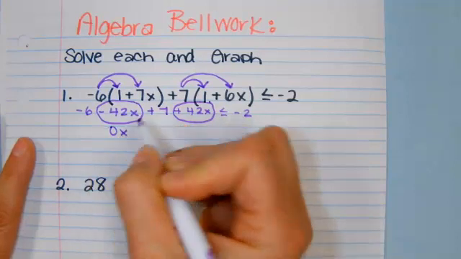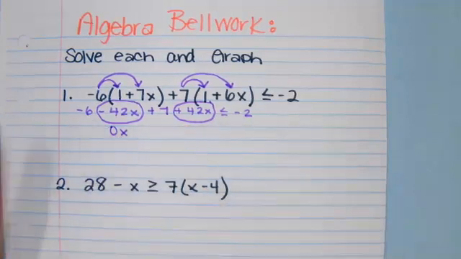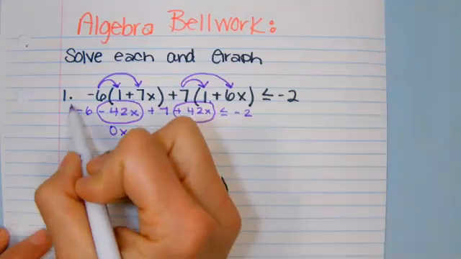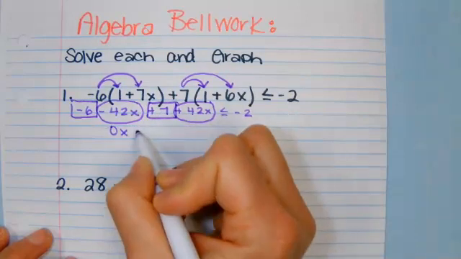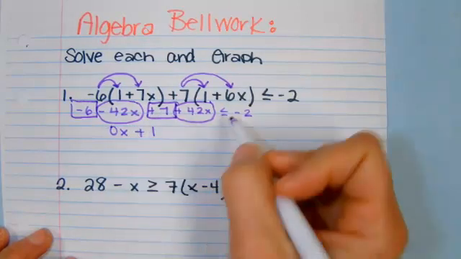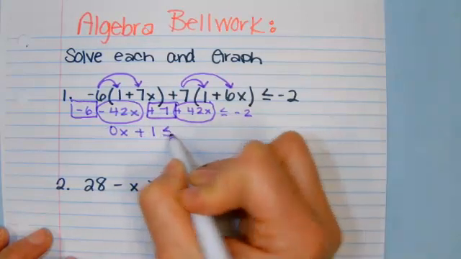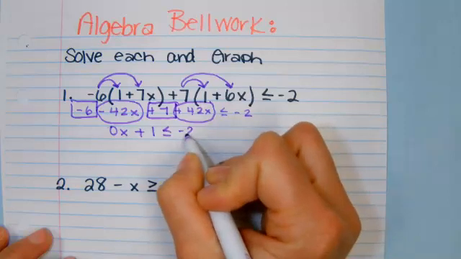Okay. How about -6 and positive 7? Do I add like terms or cancel out? Add. Okay, so now I have -6 plus 7. What do I get? Positive 1. So I'm going to put it down as plus 1. And then now I have is less than or equal to -2.